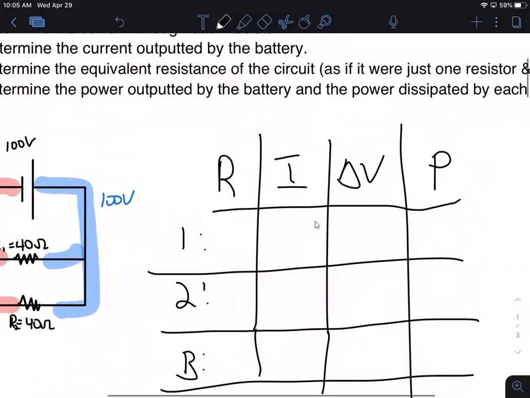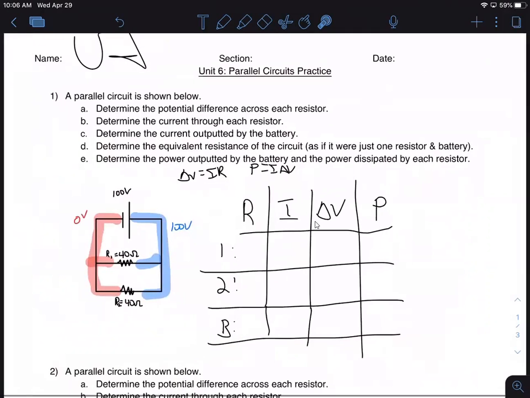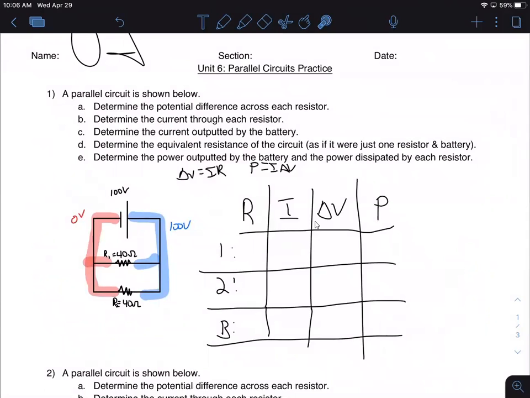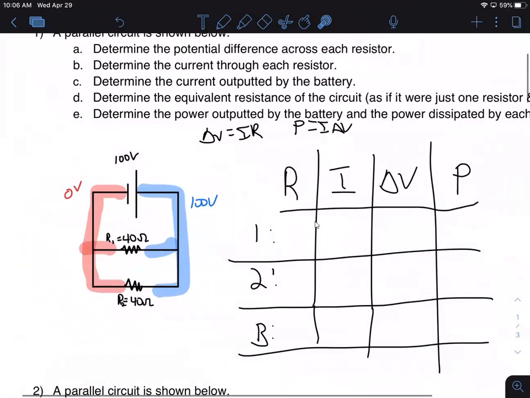The reason I wrote these in this order, R, I, V, P, is because I know Ohm's law, delta V equals IR. So delta V, I, and R. So this times this equals this. And I've got P equals I delta V. So I times delta V equals P. So that times that equals that. So this is a little fun way to organize everything and also make some of the algebra easier.